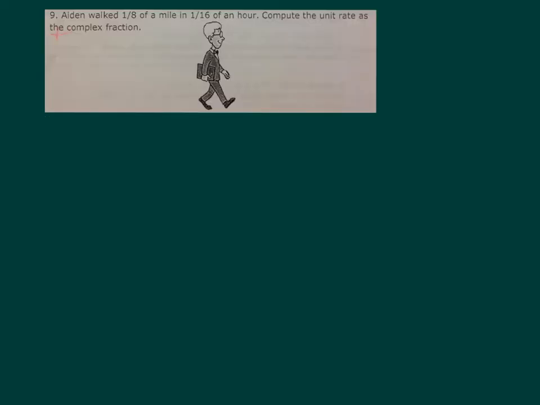Okay, so this is number 9. Aiden walked 1/8 of a mile in 1/16 of an hour. Compute the unit rate as the complex fraction. Okay, so I'm not going to talk about the mental math way, just like what I did earlier, but I want to focus on the complex fraction this time, so I could focus on talking about the units and how we handle the units.